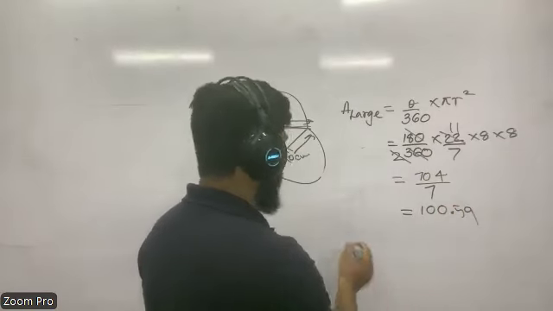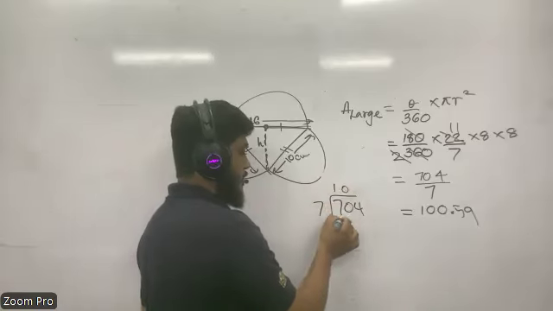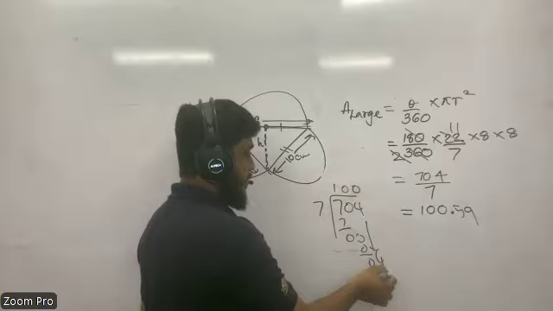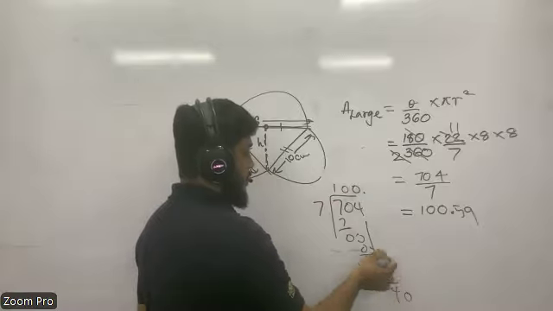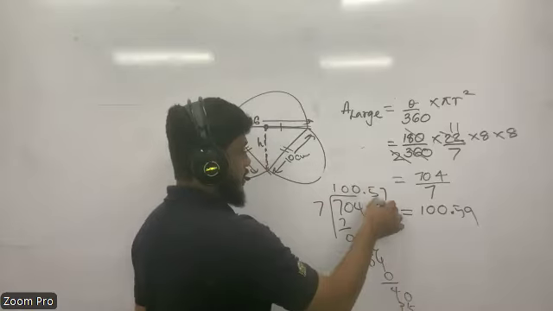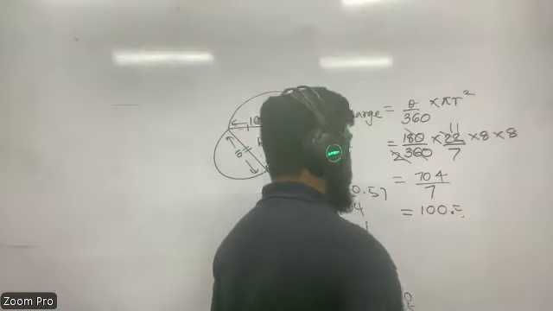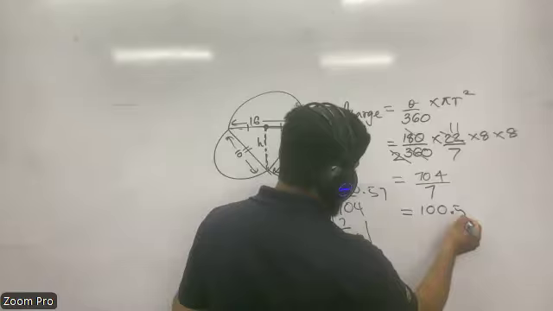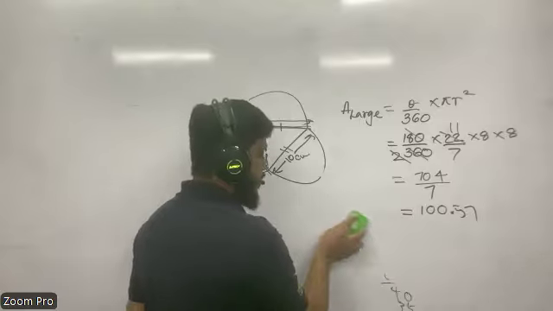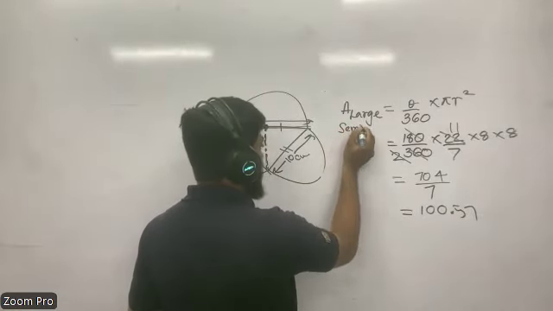How do you get this? 704, you should divide by 7. Then bring the 4 down. If you want to continue, put a 0 and a point. Then you get 35. If you want to continue again, put another 0. Okay, 100.57 you get here. 100.57 centimeter squared is the area of the large semicircle.